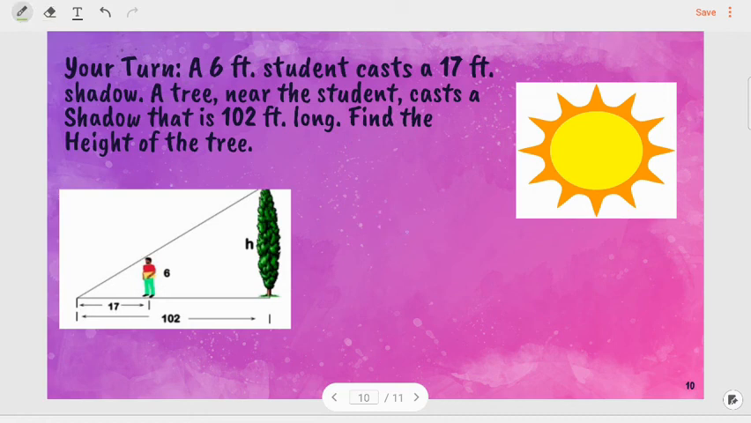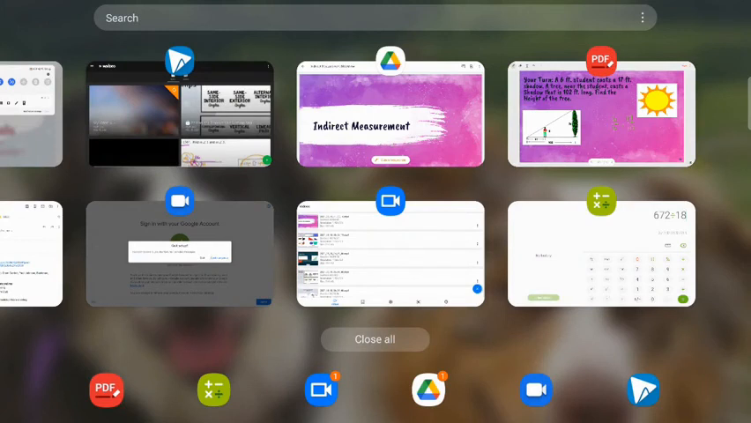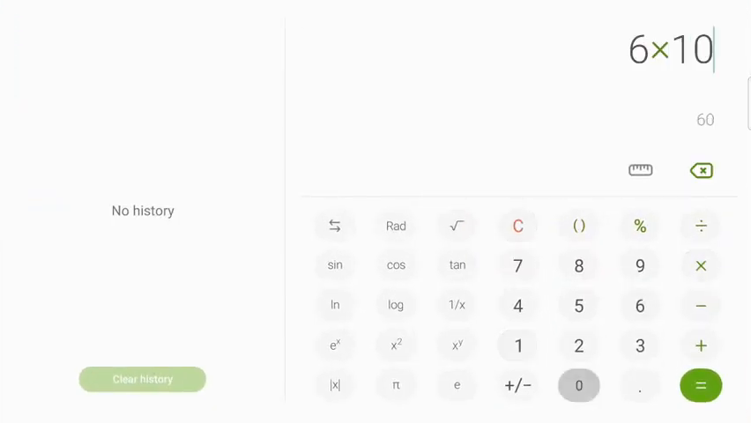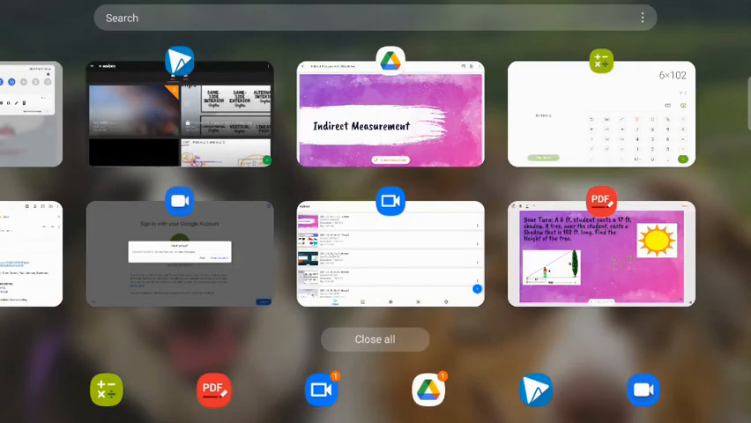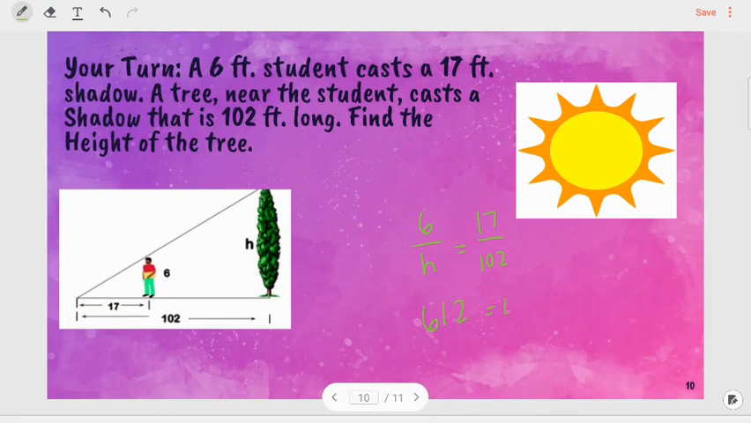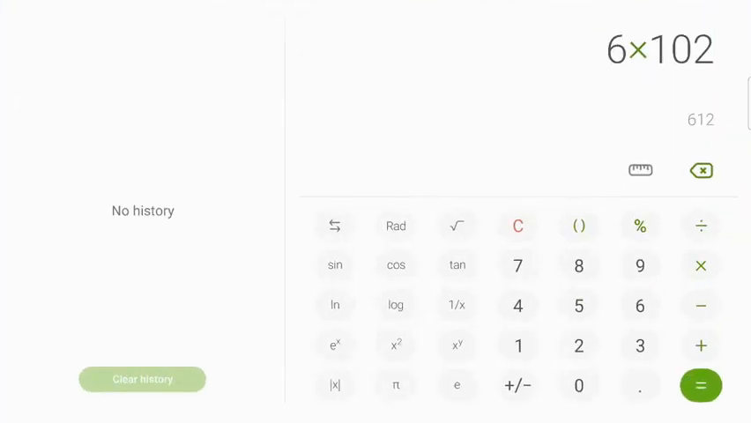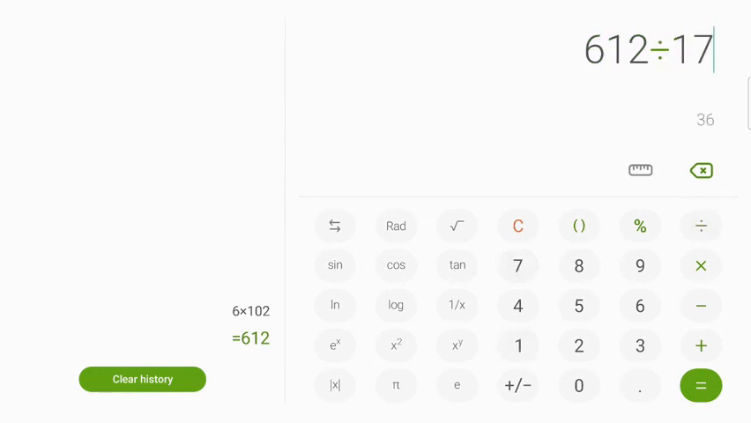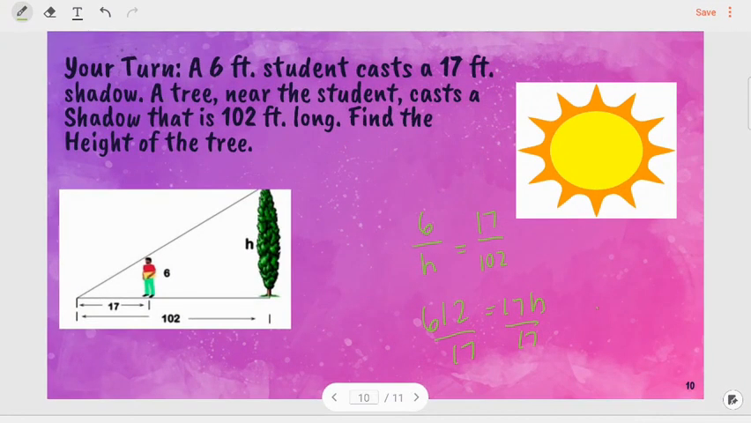All right, so let's go ahead and try this. 6 is the height of me. H is the height of the tree, equals 17 is the height of the student, 102 is the shadow. So we're going to multiply 6 times 102, 612 equals 17h, divided by 17. 612 divided by 17 is 36. So the height is equal to 36.